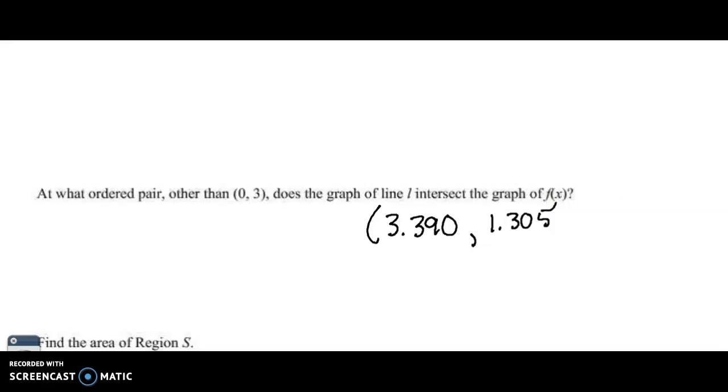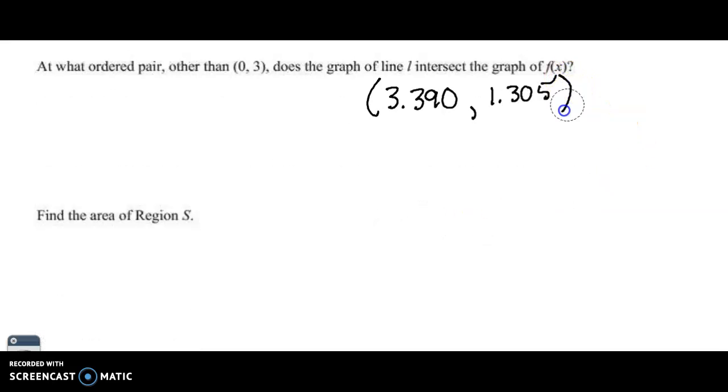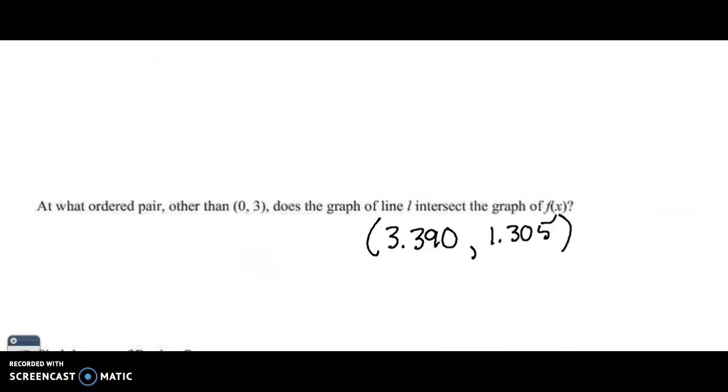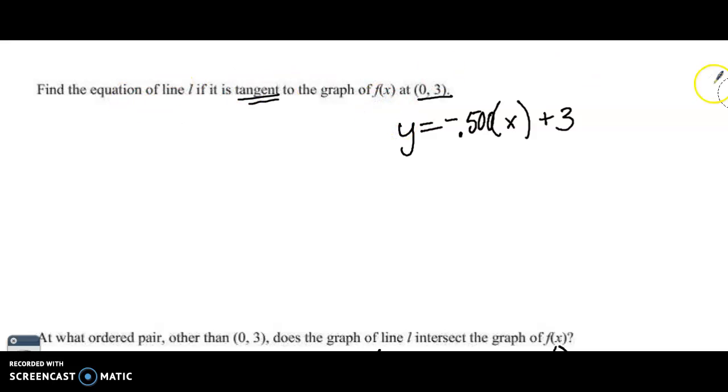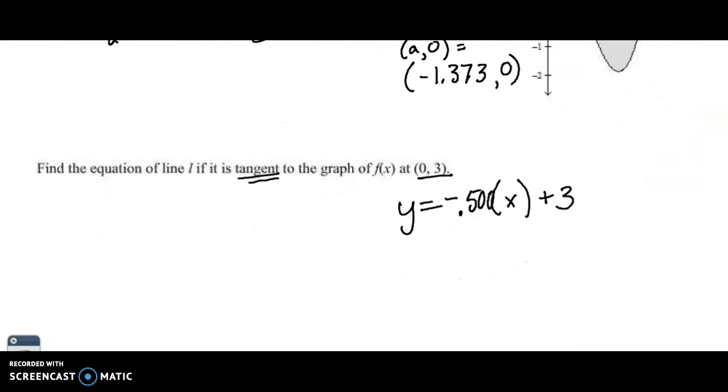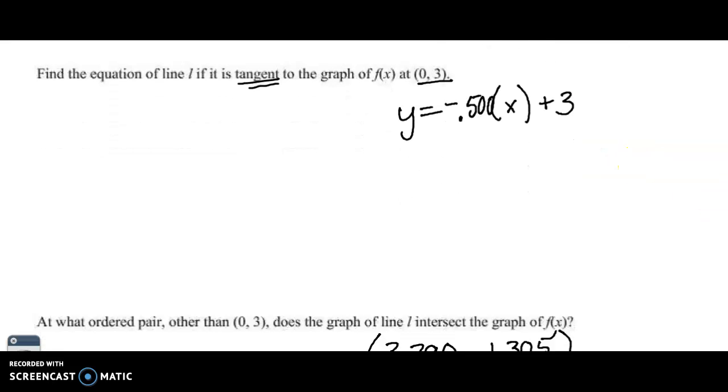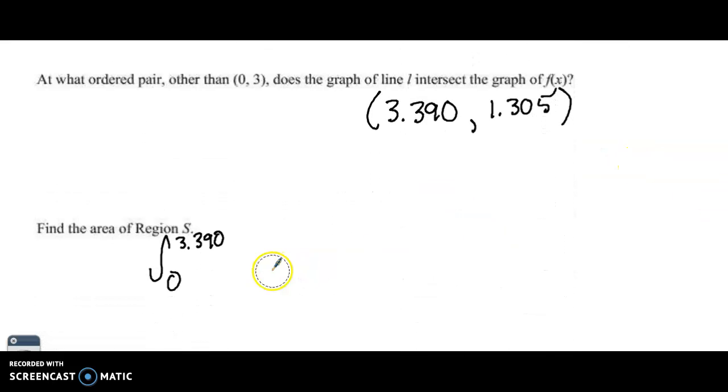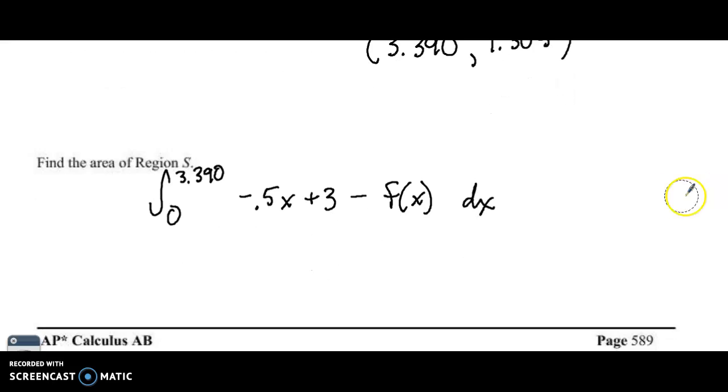So now when I'm finding the area of S, I know that it's the integral from 0 to 3.390 of the upper function, which I believe we labeled as g of x, or we did not. Well, if we don't name it anything, then we have to write out the equation, which wouldn't be that bad. It's negative 0.5x plus 3, and then minus the f of x function, dx. You do want to make sure that you write dx every time you do the integral. I know it probably seems tedious.